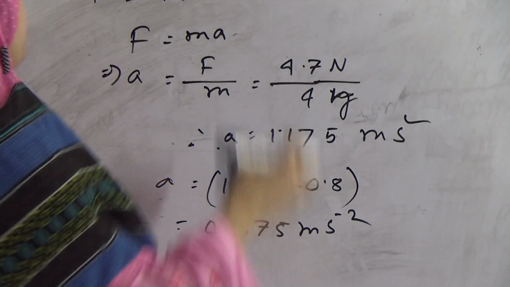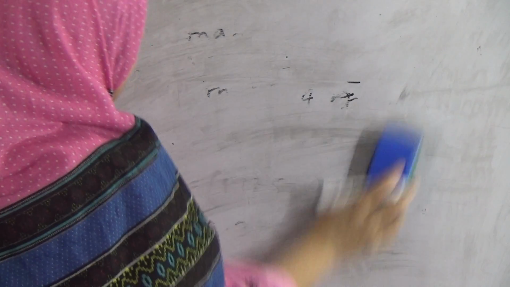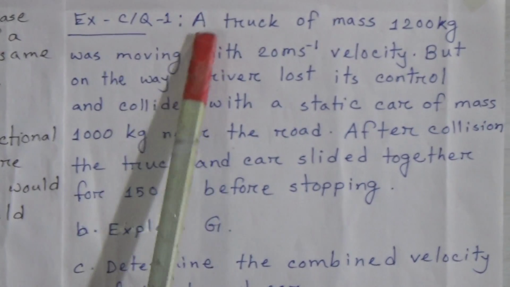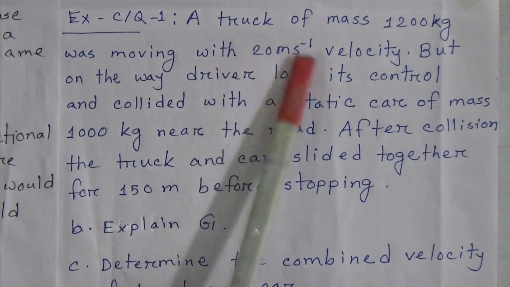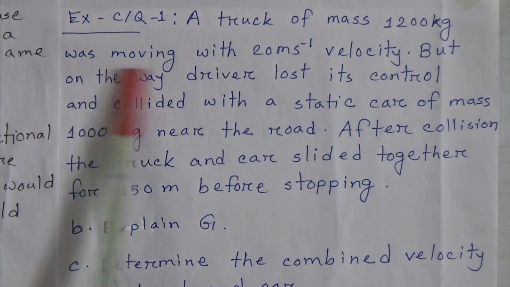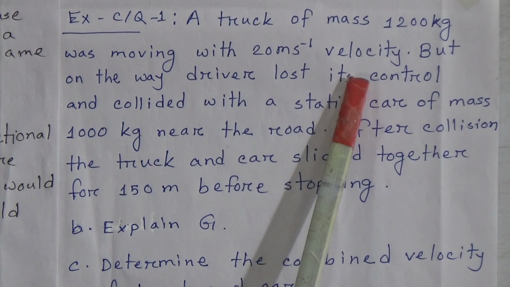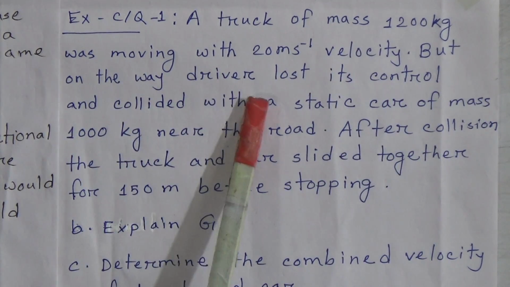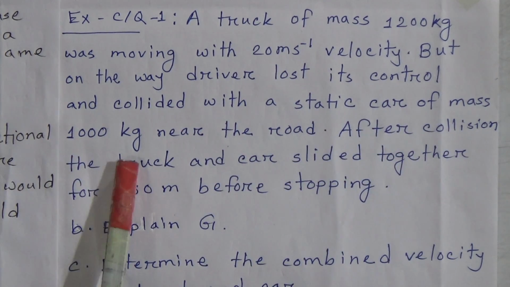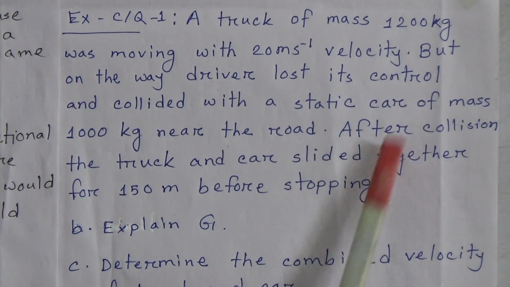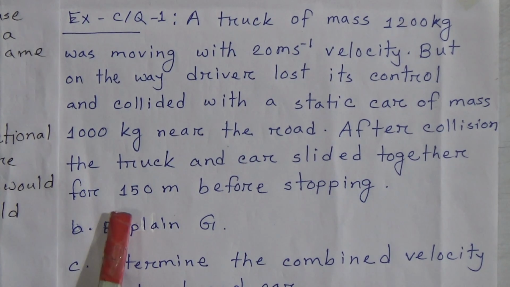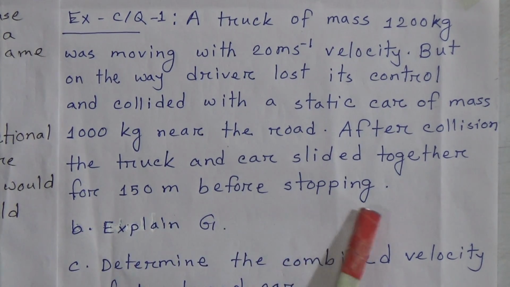My dear students, now come to the next CQ. This is an extra CQ. I have given an extra CQ here. The stem is: a truck of mass 1200 kg was moving with 20 meter per second velocity, but on the way the driver lost control and collided with a static car of mass 1000 kg near the road. After collision, the truck and car slided together for 150 meter before stopping.